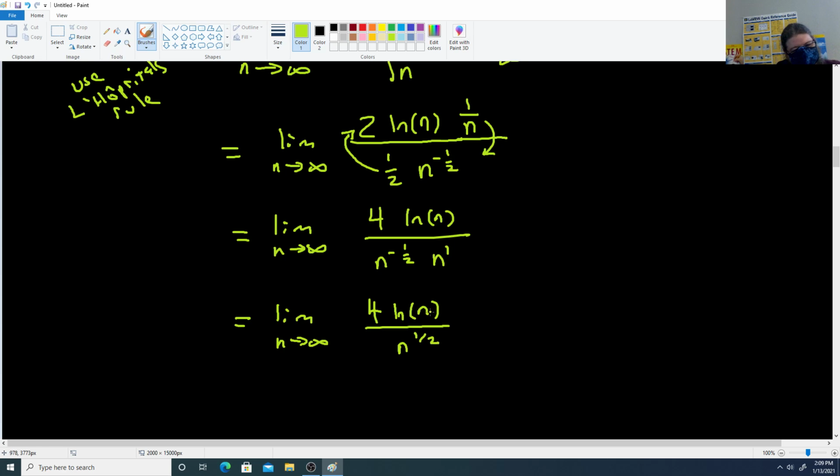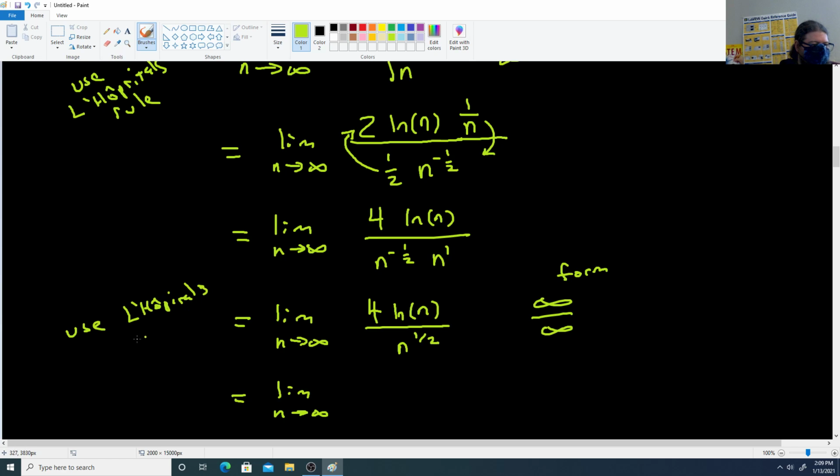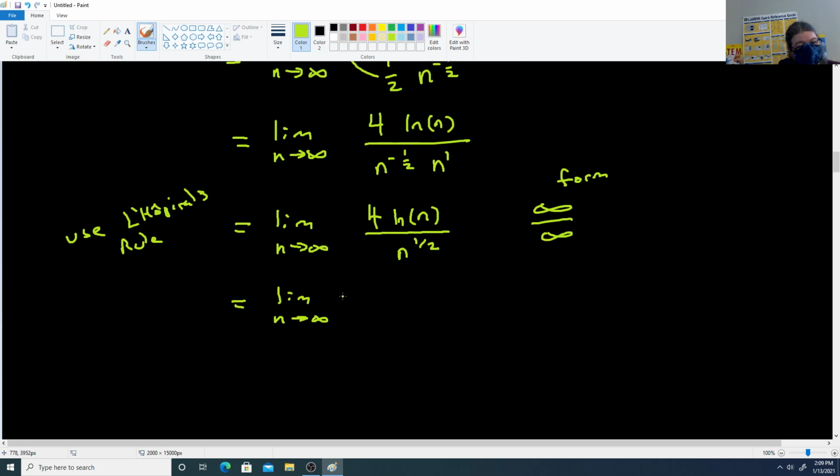If we let n go to infinity again, stuff going to infinity times 4 goes to infinity. Infinity to the 1/2 power also goes to infinity, so we're back in this infinity over infinity form. So what we've got to do is use L'Hopital's rule again. All right, so the top becomes 4 times 1 over n. Since there's no power on natural log of n anymore, we didn't need to use the chain rule. The bottom becomes 1/2 n to the negative 1/2.